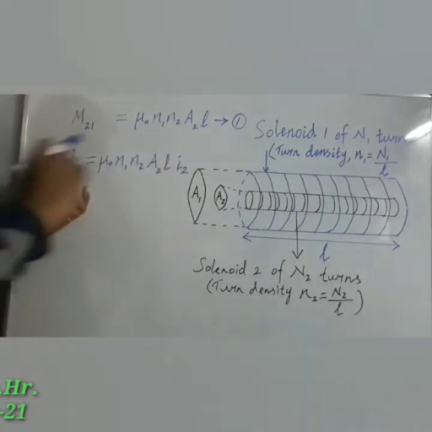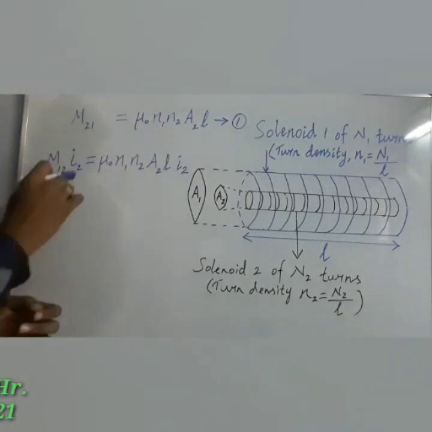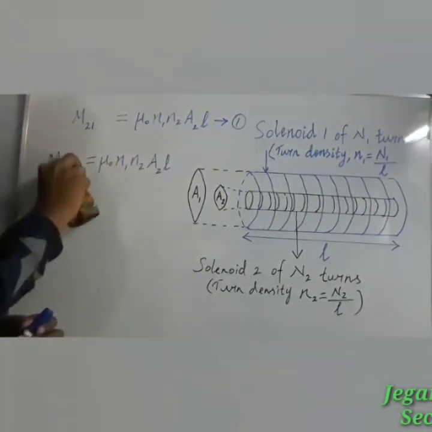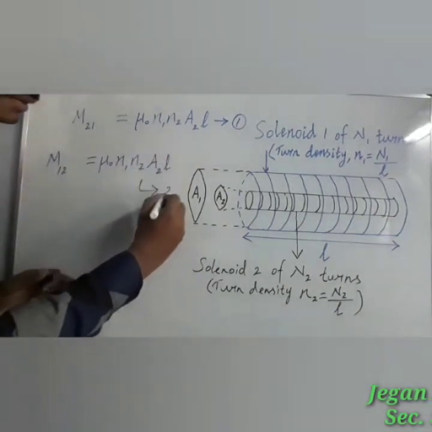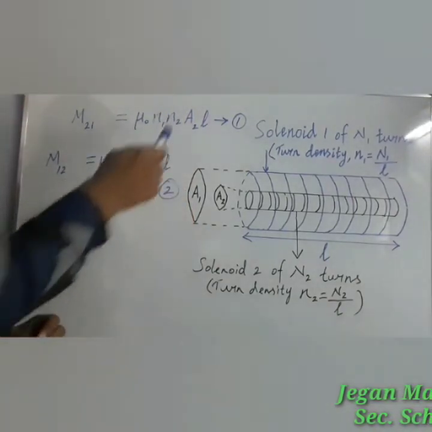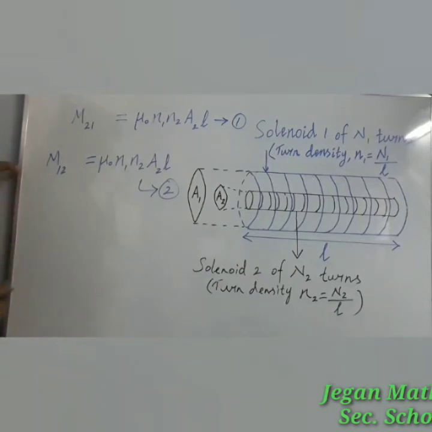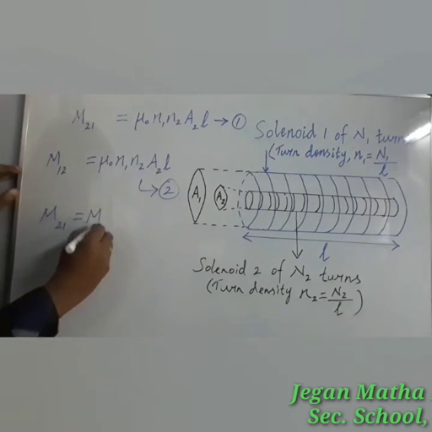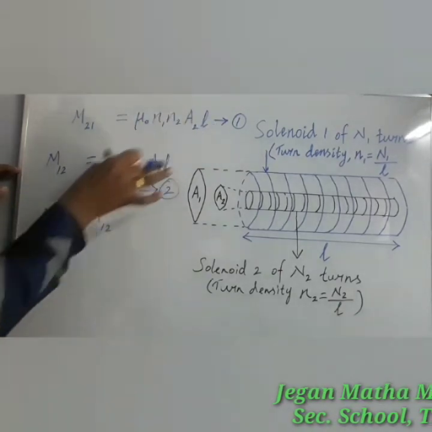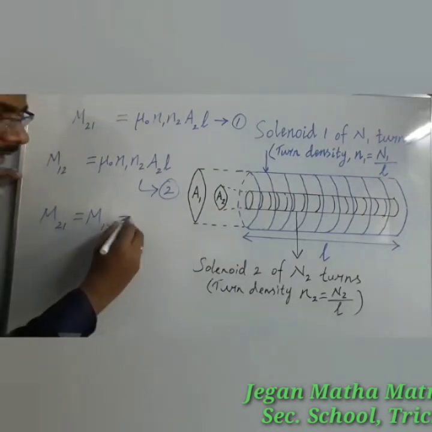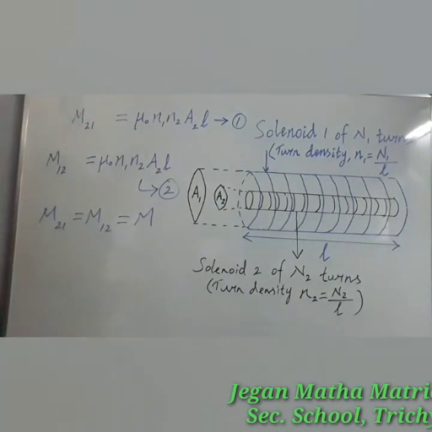Here I have compared the right hand side of the two expressions. So I2 is a common thing that can be cancelled. The remaining thing, take that as the second equation. From those two equations we can conclude M21 is equal to M12, because we compared the right hand side, and both are equal. So the left hand side must be equal. So that can be commonly written as capital M itself.